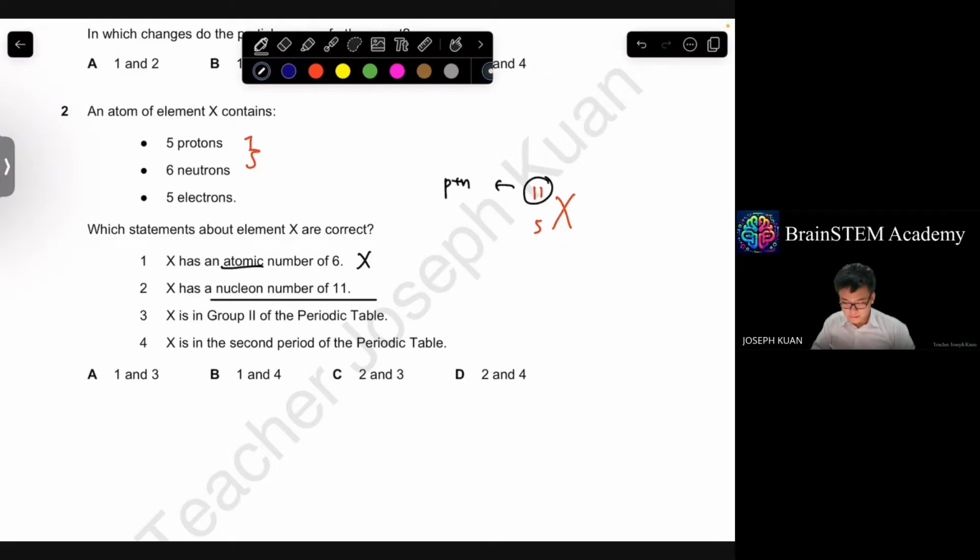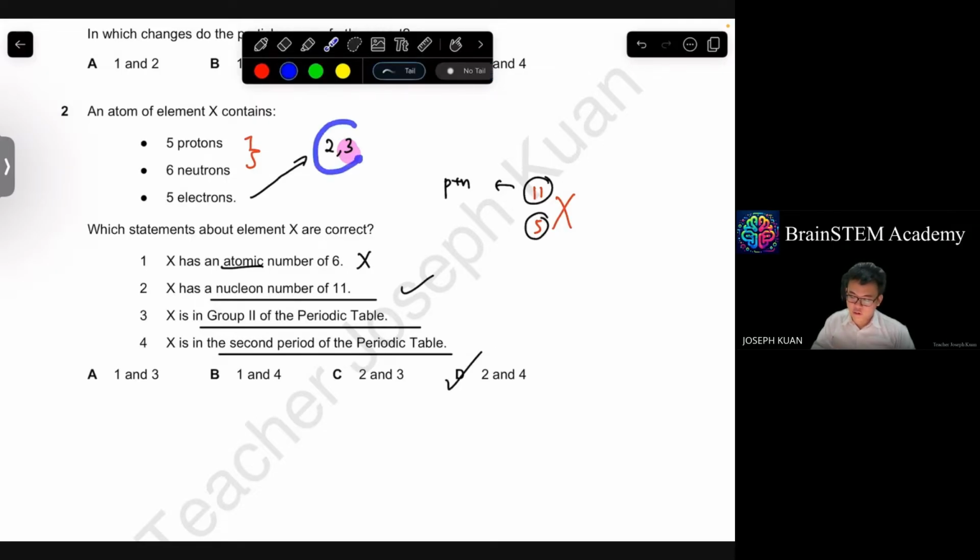And then we see it's not exactly in group 2, because it's 2,3, which means 5 electrons. It has a 2,3 electron arrangement, so it's not in group 2. It should be in group 3, and it's located in the second period, given that it has 5 electrons distributed in the first and the second shell.